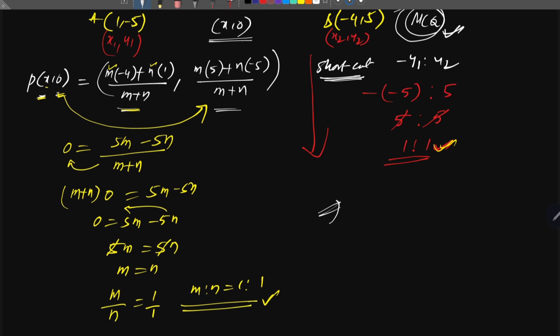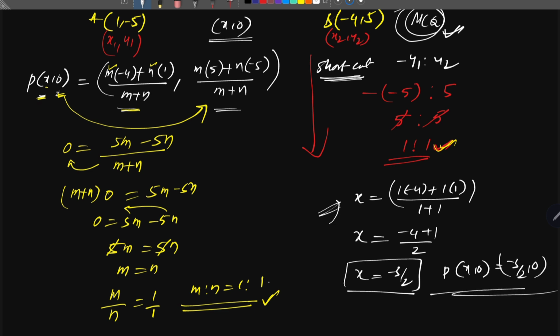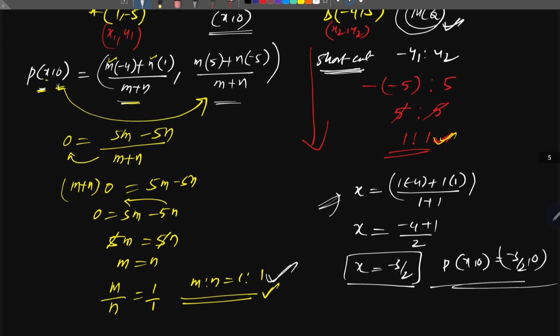How can we find the coordinates? Already the y coordinate is 0, only x needs to be found. By replacing the values, m value is 1, so replacing 1 into minus 4 plus n value is 1, into 1 divided by 1 plus 1. Therefore x is equal to minus 4 plus 1 by 2, x is equal to minus 3 by 2. So the point required is x comma 0, which is equal to minus 3 by 2 comma 0. So this is the required point, and the required ratio is 1 is to 1.